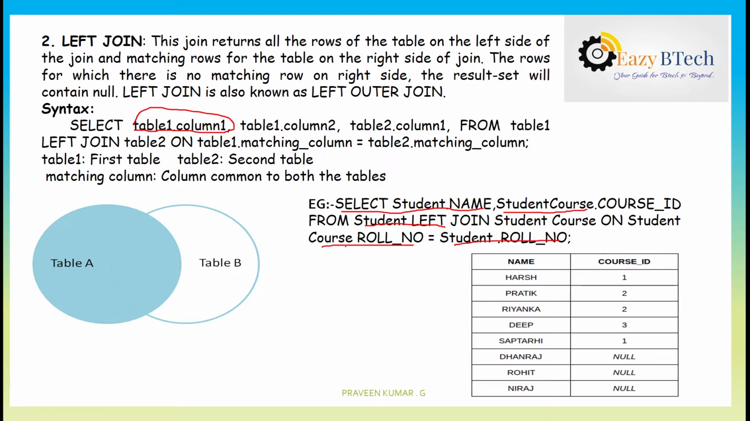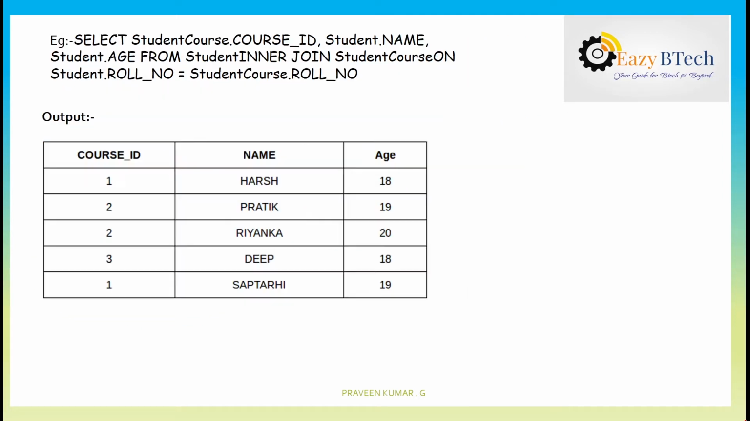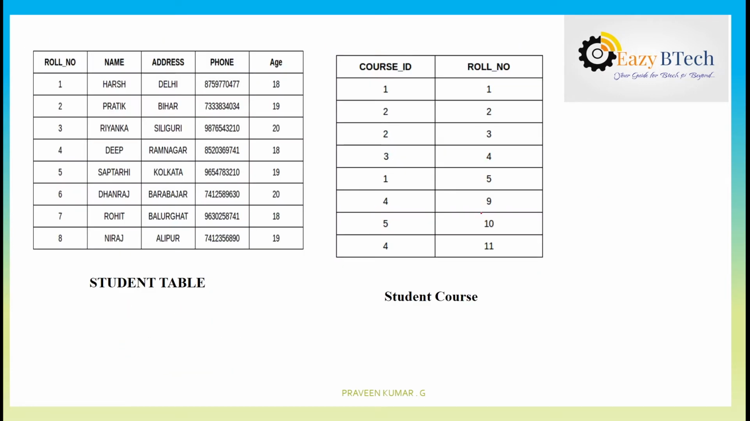Okay, we have two tables, the course table and the student table. What are the common things? Again same. Please check here. We can get all the values and also the common values. Harish is common, Pratik is common and Riyank is common. Here, what are the fields common we have? Roll number 1 is common, roll number 2, 3, 4 and 5.